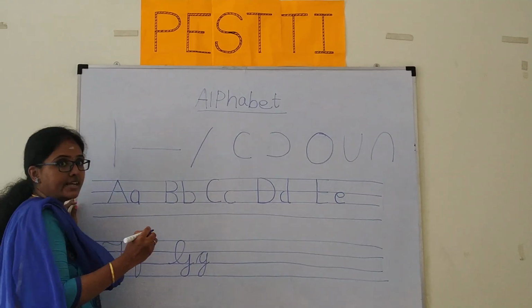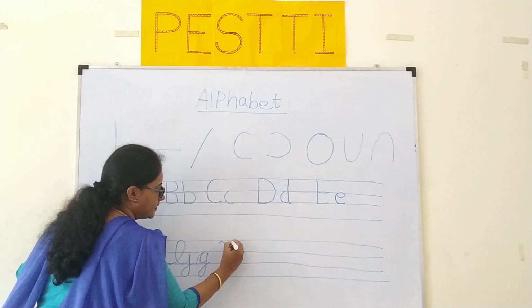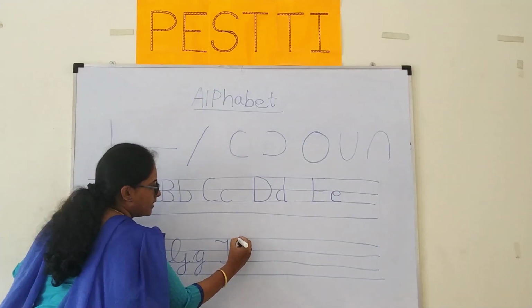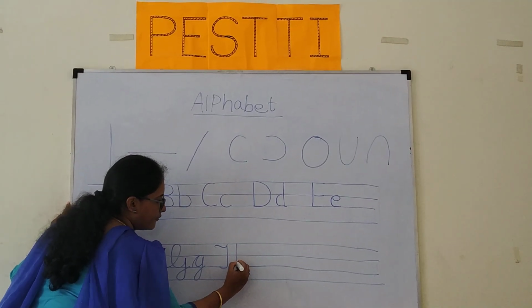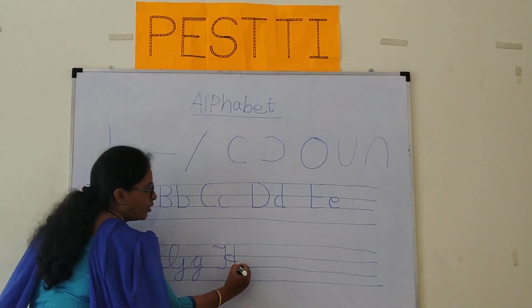The next letter H. Hen. Again a standing line from here up to like this. Now small h.